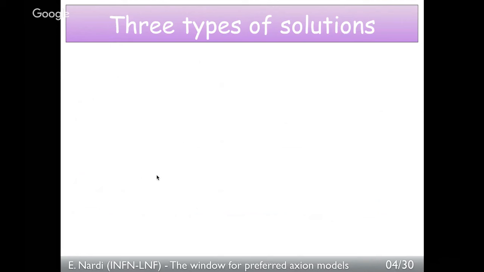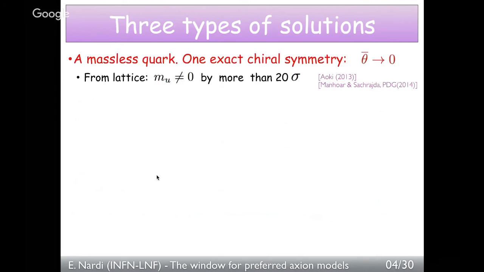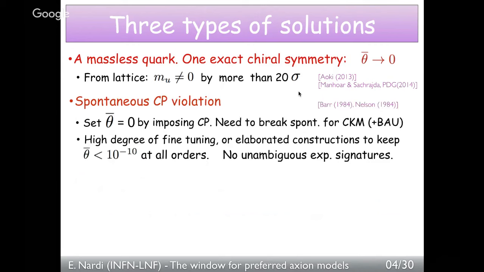Solutions are basically classified in three types. One is a massless quark. This is the simplest solution. If you have one massless quark, then you have an exact chiral symmetry, so a theory with any value of theta can be made equivalent to a theory with theta equals zero. The only candidate for a massless quark was, until maybe 10 years ago or so, the up quark. But nowadays we know that m_up is different from zero by more than 20 sigma. So this is no longer a possible solution.